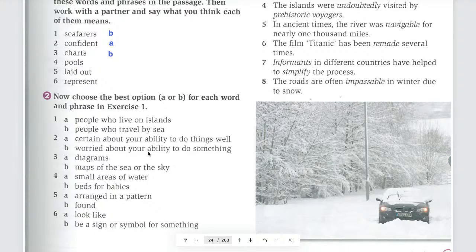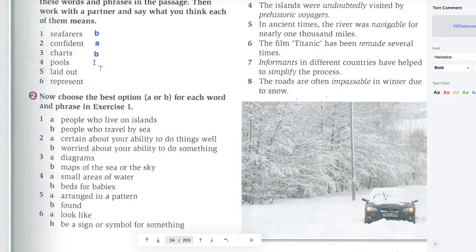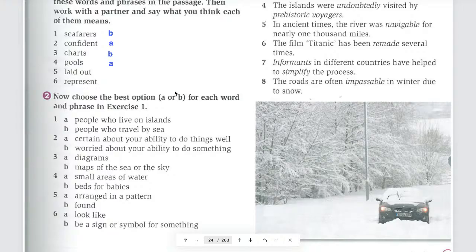Now number 4. Phúc. Pools. A, small areas of water. B, best for babies. So which one? A, small areas of water. The answer is A. You can write A next to number 4. A, small areas of water.